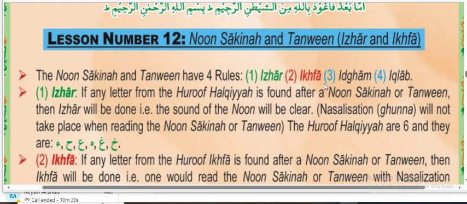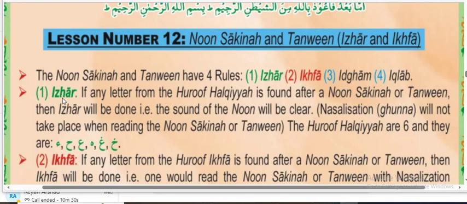Lesson number 12 has 2 rules, izhar and ikhfa. The idgham and iqlab will be discussed in lesson number 14, because lesson number 13 is about tashdid. Tashdid is going to be used in the rule of idgham and in the rule of iqlab. So this is why we have to learn the tajweed in lesson number 13. So we can start lesson number 12 right now.